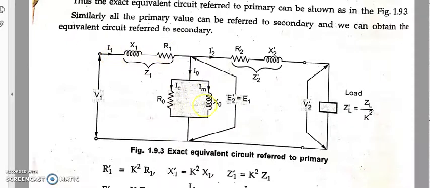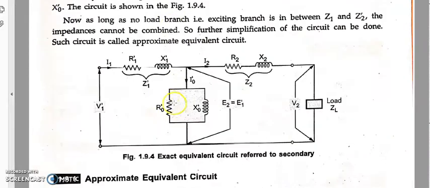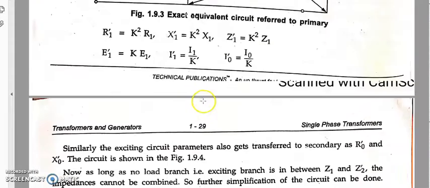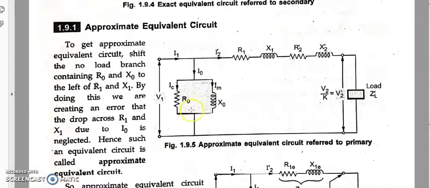So X1, R1, everything remains the same, it is just shifting. By shifting, we are disrespecting mathematics a little bit. That's why it is called approximate, because the value will change. Here you can see I1, I0, IC, IM, R0, X0, everything is the same, just shifted from the primary.